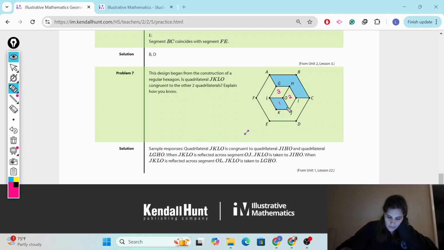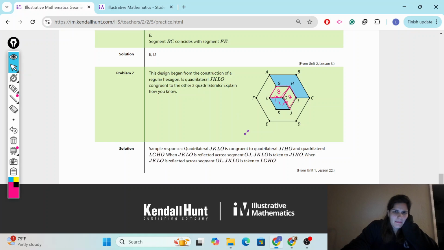When JKLO is reflected across segment OJ, we're saying when we reflect across it, it's going to stack right up there. And then when we reflect across OL, which is right here, it's going to stack right up there perfectly. And so they are all congruent. So that is the answer it gives to you. Now, does it ever say O is perfectly the center? No. So I would actually argue with that answer as a math teacher, but in this case, it is saying that this is a reflection of that. So therefore, it has to be congruent.